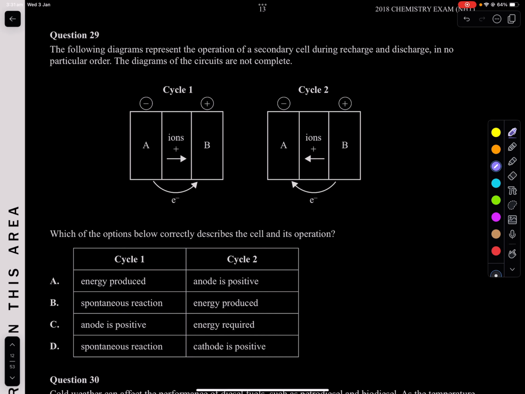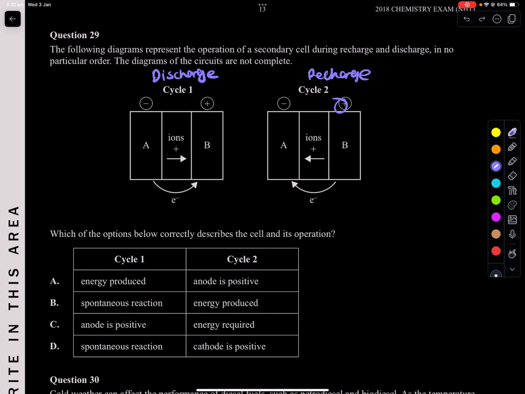29. The following diagram represents the operation of a secondary cell during recharge and discharge in no particular order. The diagrams of these circuits are not complete. So what do we see? Cycle 1, the electrons are going from the negative to positive, so this is discharge. And this one has to be recharge, because it's going from positive to negative.